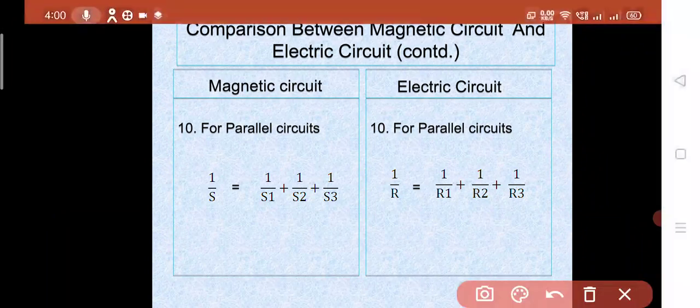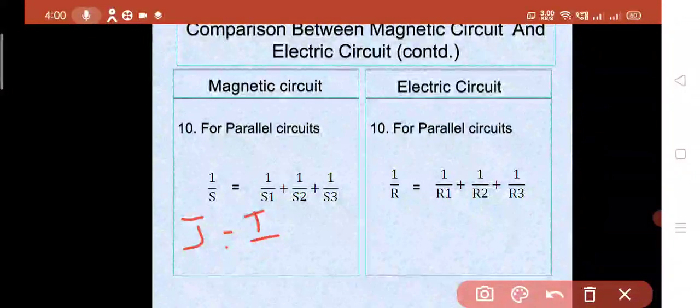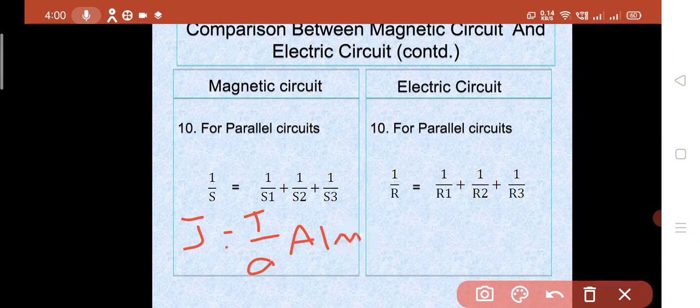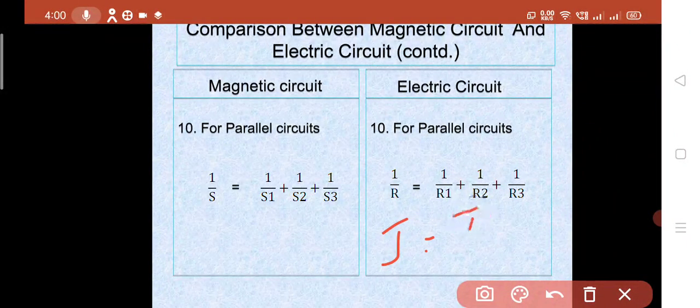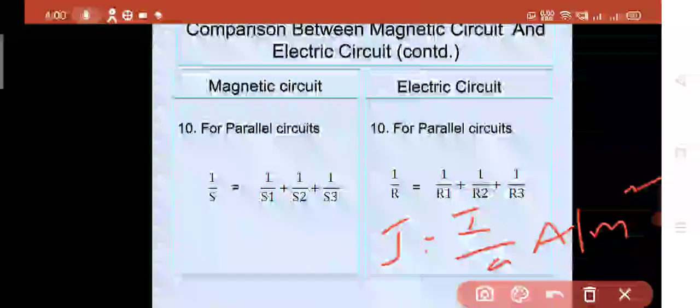And next point, current density. J is equal to I by A, current by area, so ampere per meter square. This is the electric circuit. So J is equal to I by A, ampere per meter square.